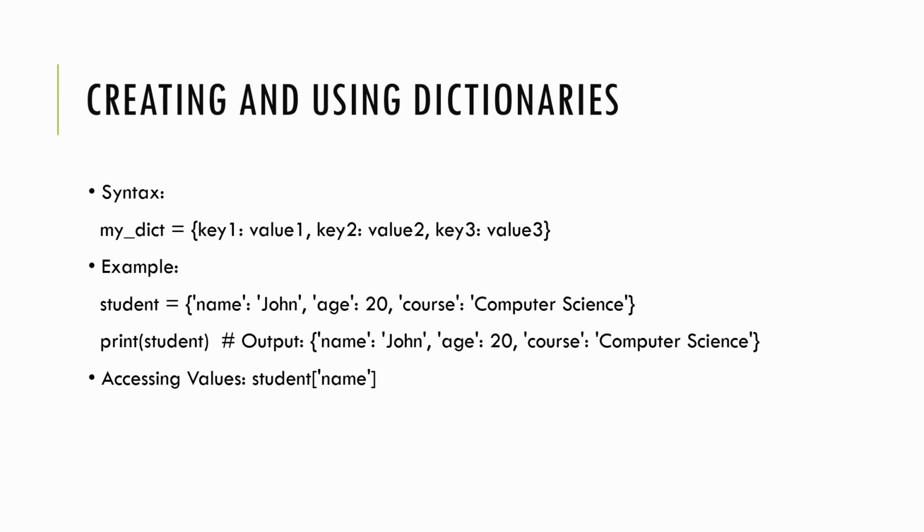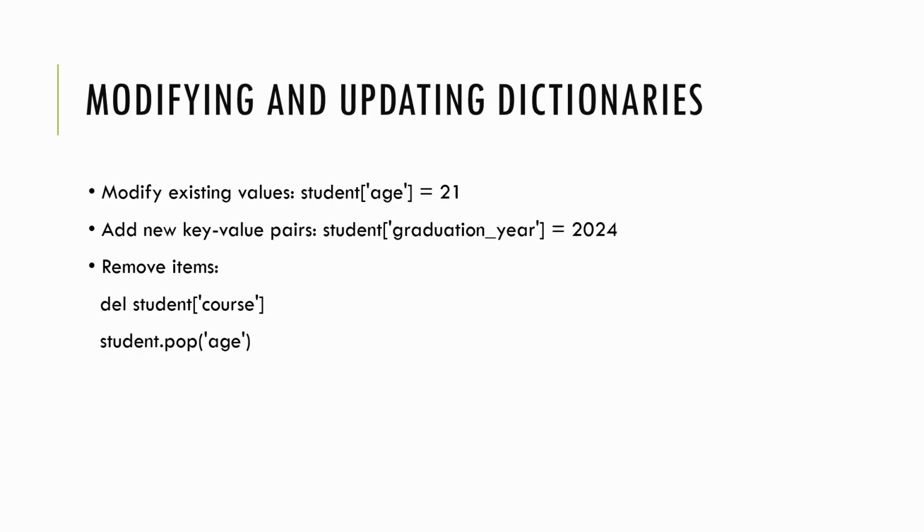Student = {name: John, age: 20, course: computer science}. To access values, you use the key inside square brackets like this: student[name], which would return John. Now let's see how we can modify or update dictionaries. For example, we can change the age of the student by assigning a new value: student[age] = 21.